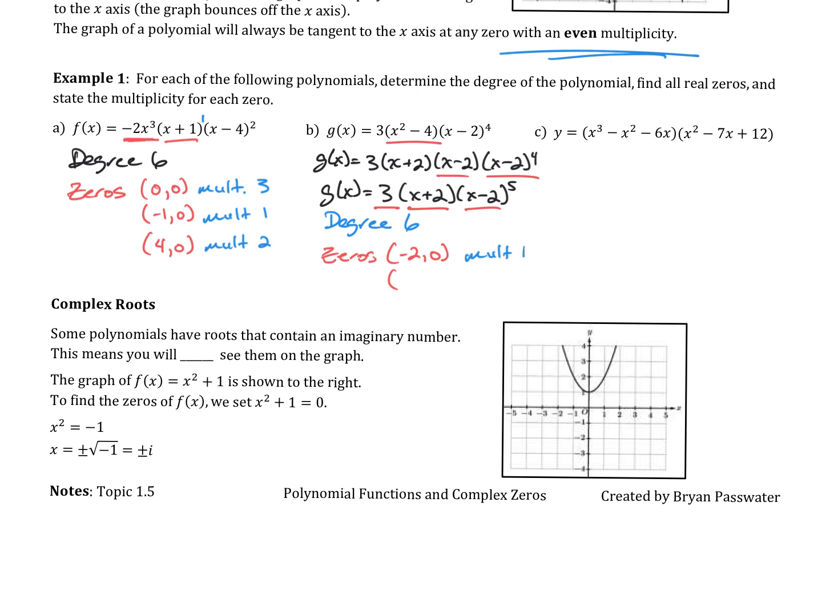All right, and then when I set x minus 2 to the 5th equal to 0, so what do I get there? 2, comma 0. And so what's that's multiplicity? It's 5. All right, what's it going to do at 2? It's going to cut through. All right, so let's do it again.